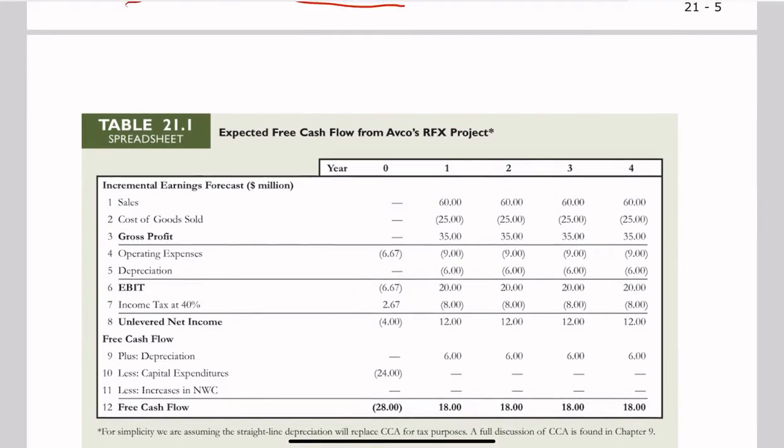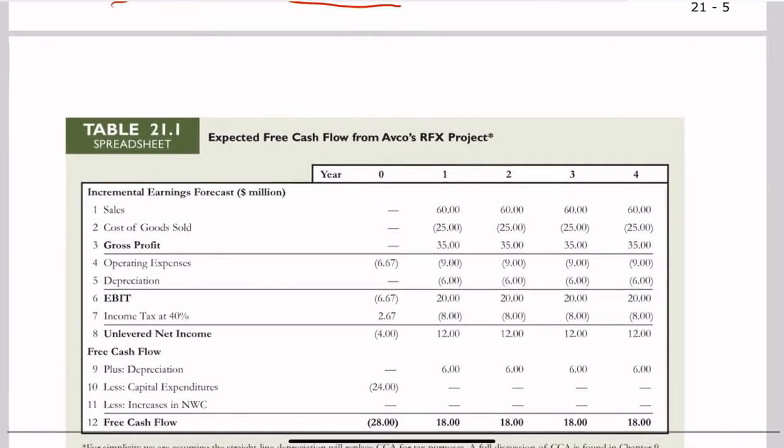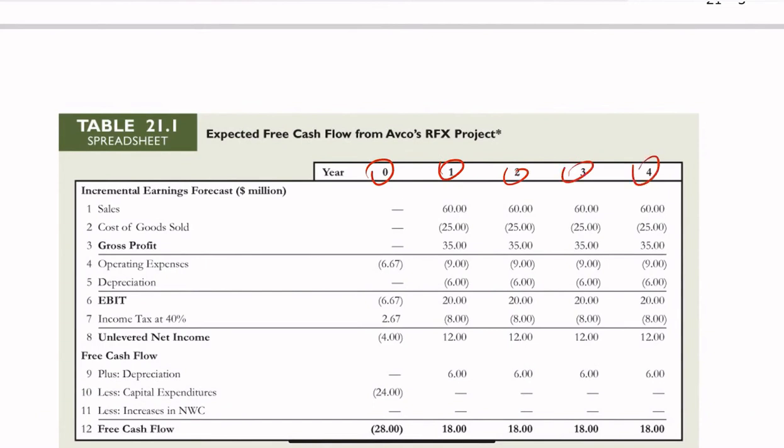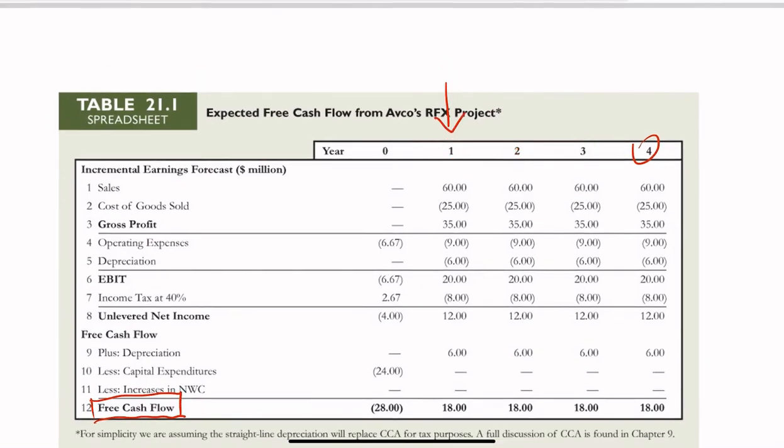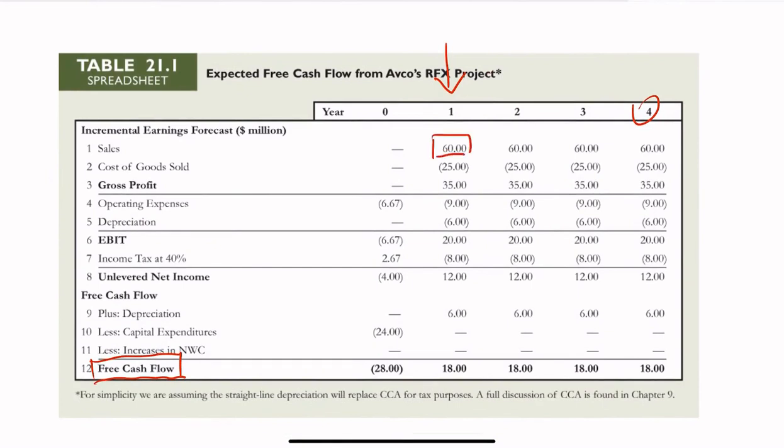So here you can see that we have these 5 years financial statements, right? And our goal here is to find out what is the free cash flow of this project. Of course, now you have to know some basic accounting equations, right? So we would go from sales. Maybe let's focus on this column, year one. So you will go from sales. Again, it's $60 million of sales, which is given by the problem.